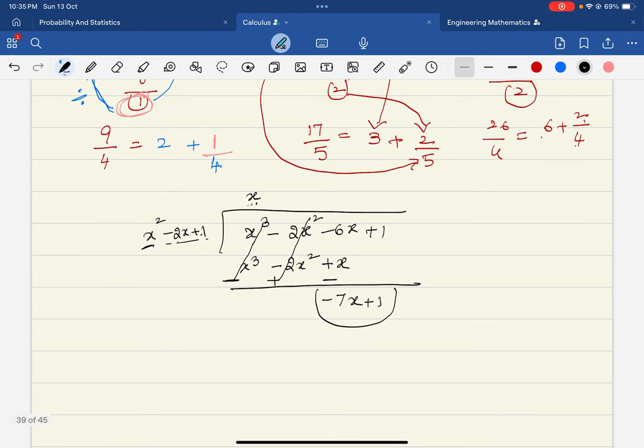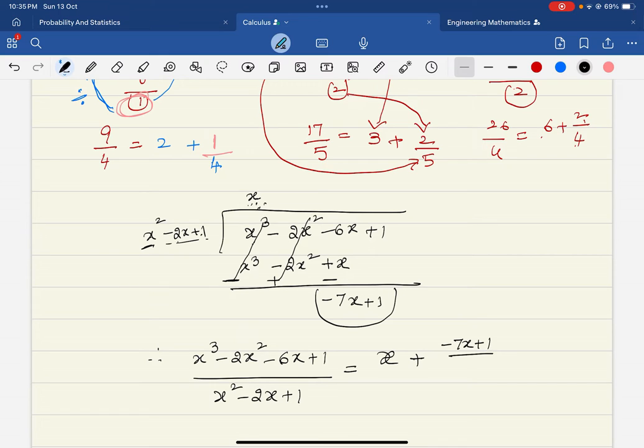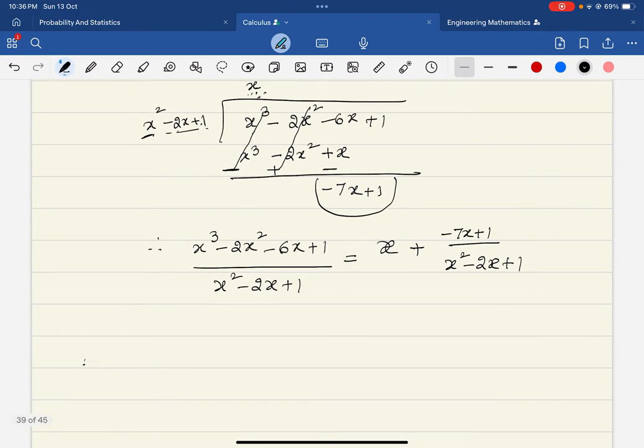Okay. So how can you now express x cube minus 2x square minus 6x plus 1 over x square minus 2x plus 1? It can be written as first the quotient, that is x, plus the remainder minus 7x plus 1 over the divisor x square minus 2x plus 1. So this is the way of writing down the fraction, splitting it into fractions.